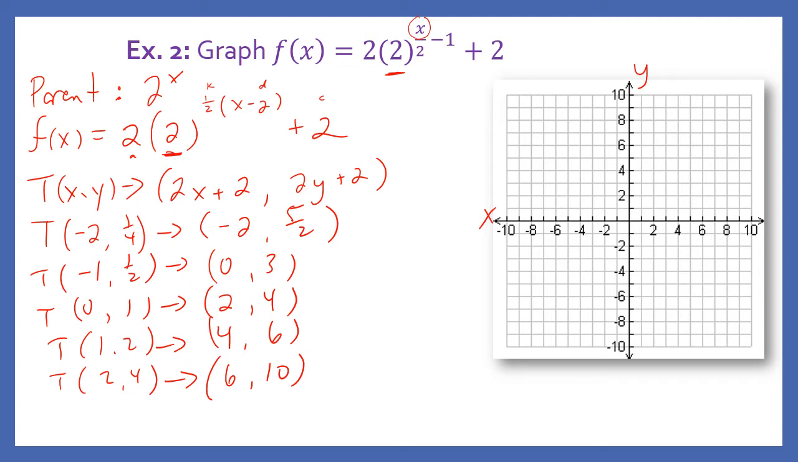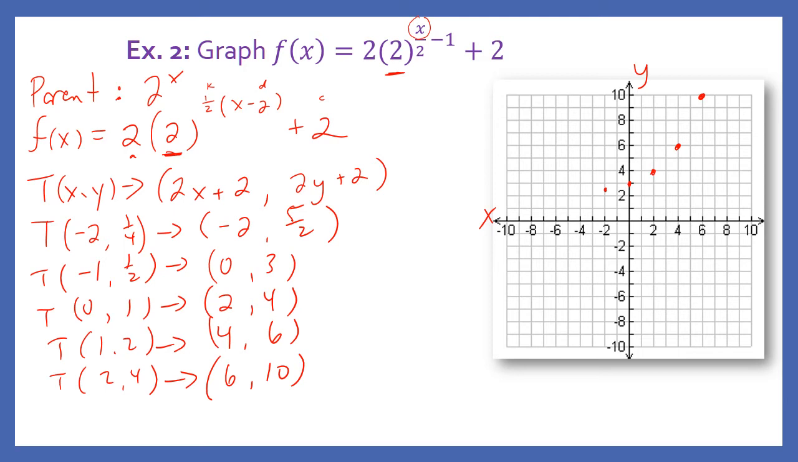X and Y, plot our points. 5 over 2 is just 2.5, so -2, 2.5, roughly there. 0, 3, 2, 4, 4, 6, 6, 10. Now, if you kept going, so -3, -4, you're welcome to. You're going to get closer and closer to 2.